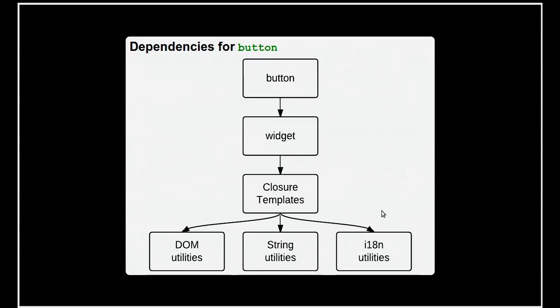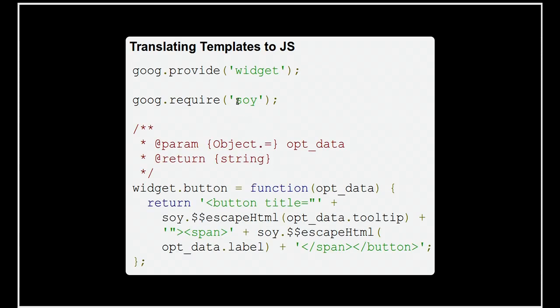As I mentioned, there are these dependencies that we've expressed through goog.provide and goog.require. At the top, we have button, which requires widget. And widget requires soy, which is the internal name of Closure Templates. You'll see that if you look through Closure code. When you see soy, it means Closure Templates.